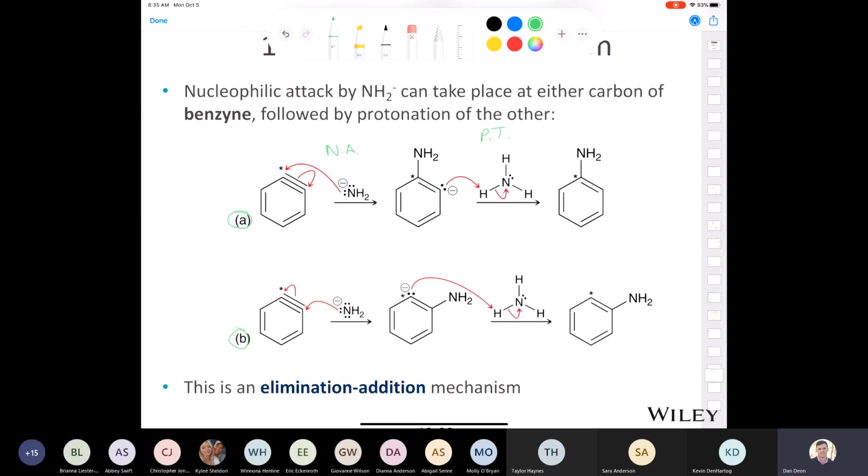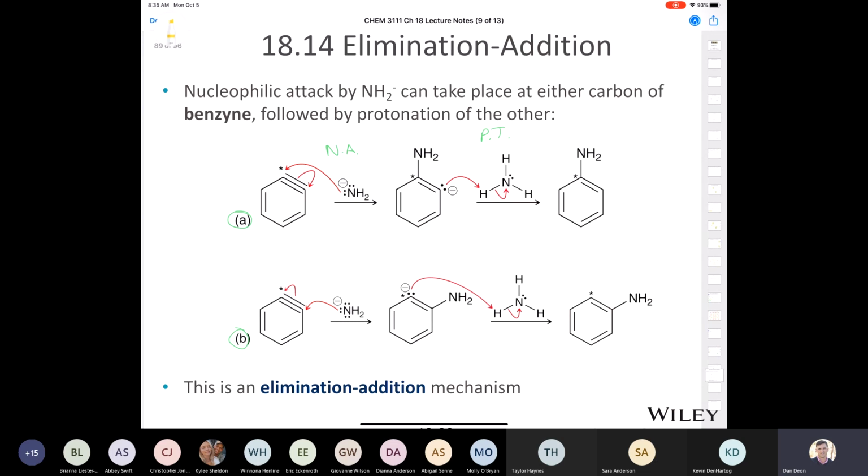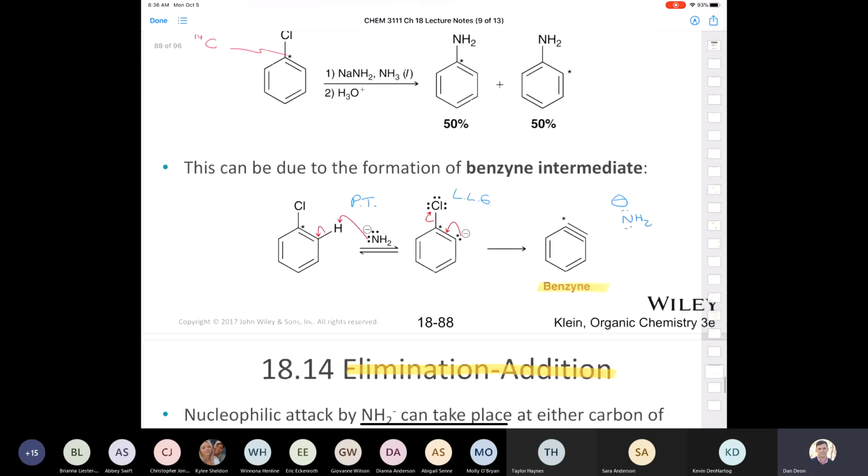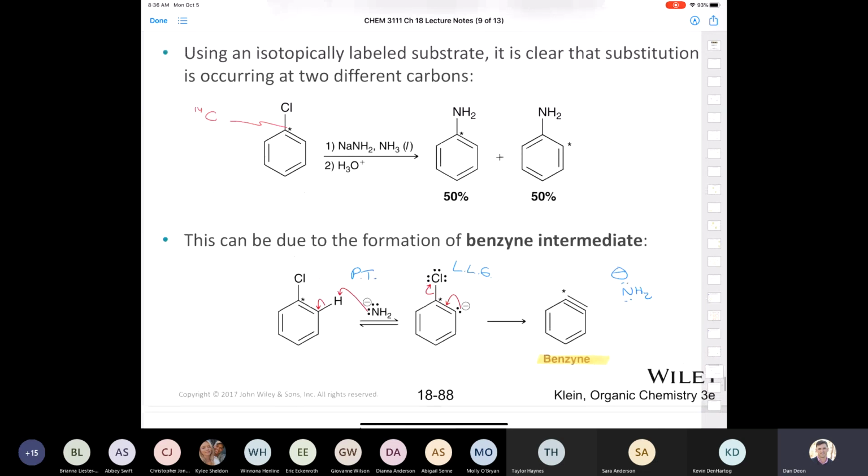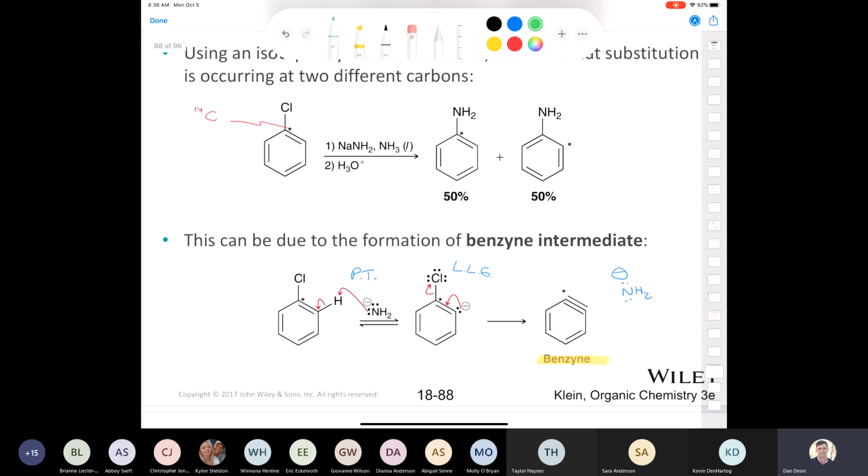And we give this mechanism a sassy name. We call it elimination addition. In fact, that's the title of this section of the chapter, 18.14, elimination addition. Why? Because what's happening in the first step, let me go back here, is that this part here is, where's my blue pen? I use the green pen. This is an elimination.